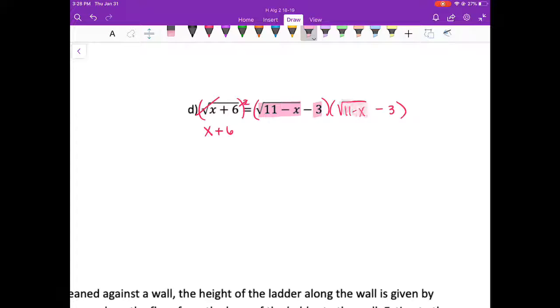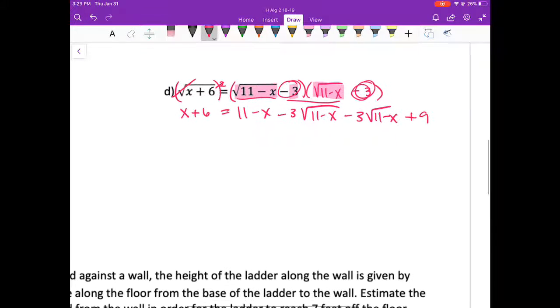So I multiply my firsts. Square root of that times itself is just going to be that, but without the radical. So 11 minus x. My outsides, I'll have negative 3 times the square root of 11 minus x. So minus 3 times. And then notice that your insides are the same. So minus 3 radical 11 minus x again. And your lasts, minus 3 times minus 3, plus 9.